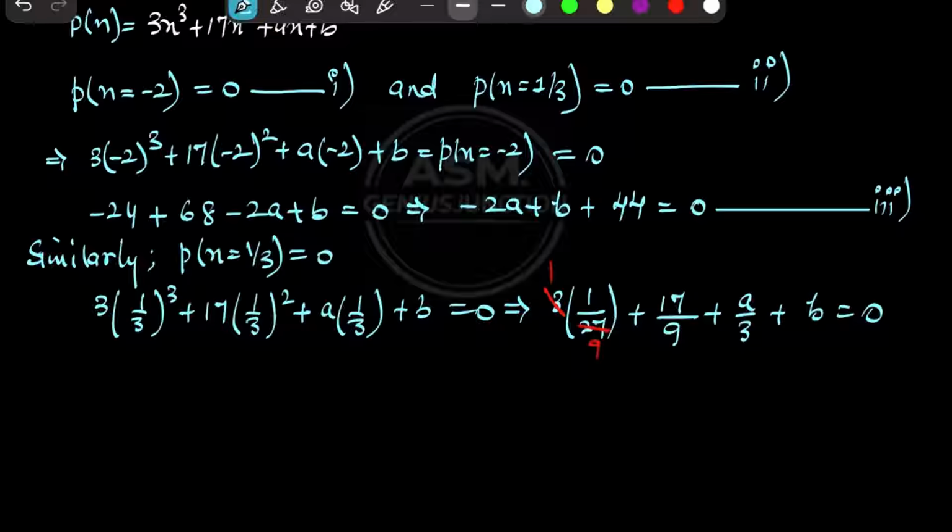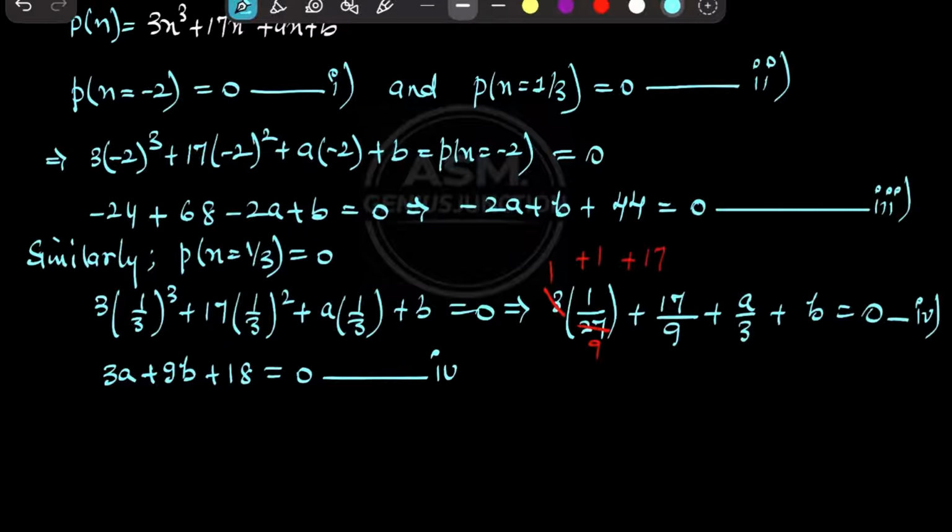After arranging, I will get 9 as the LCM. So my equation for the given question is going to appear like 3a plus 9b, and then plus 17 plus 1 gives you 18 equals to 0. This was our equation number 4. So I have rewritten my equation number 4, and just below it I am writing equation number 3. This is minus 2 times a plus b plus 44 gives you 0. This is your equation number 3.